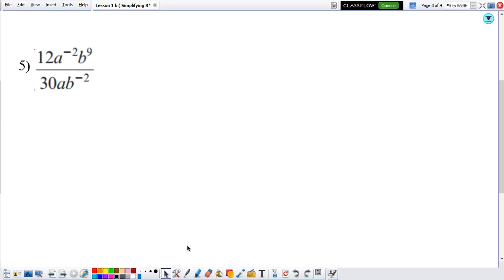Go one by one, and if it has a negative exponent, make it positive. Let's go. 12, it's positive, so I'm going to rewrite it. A to the negative 2, that's negative, so I need to write it as a positive. So I'm going to bring it to the bottom, so that becomes a to the second. B to the 9, it's already positive, so leave it where it is.